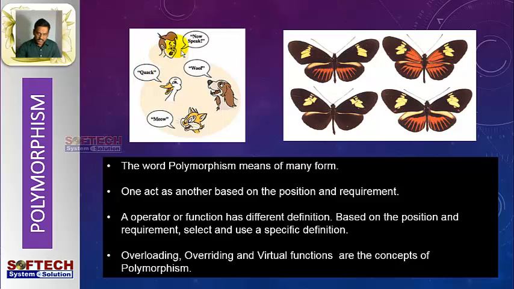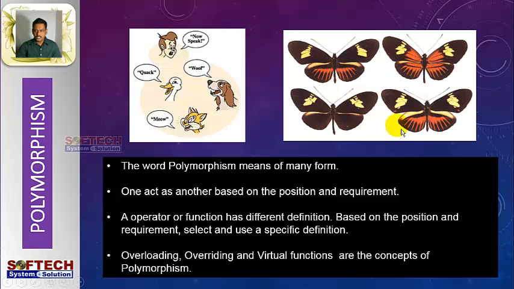This diagram is an example. Humans, birds, a dog, a cat: they all give some sound, but the sounds are different. The human creates some sound, the dog also creates some sound, the cat also creates some sound, the duck also creates some sound, but all create sound. The sound is common, but based on the position, based on the person, the sound will differ. This is a kind of polymorphism.